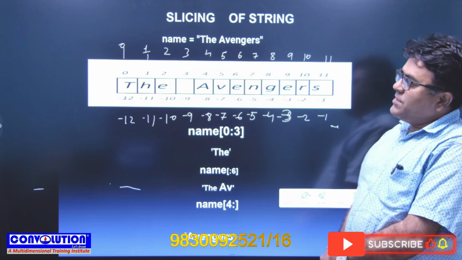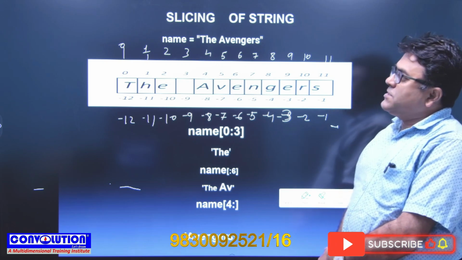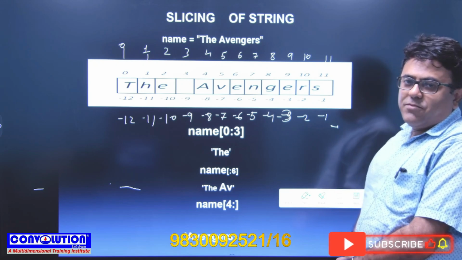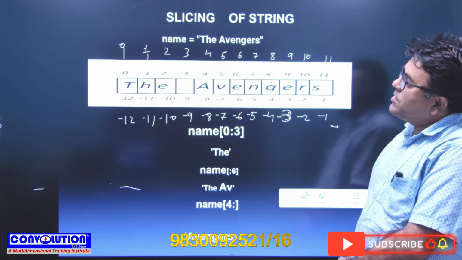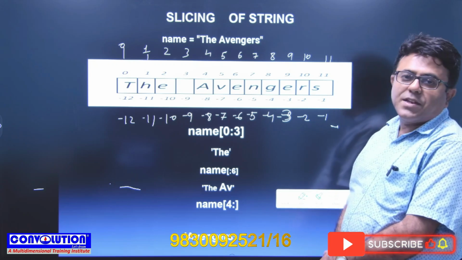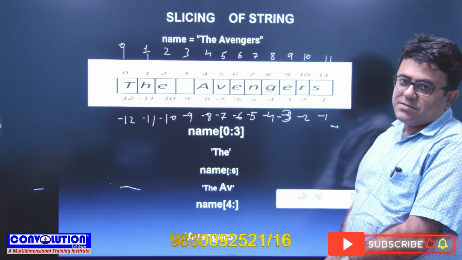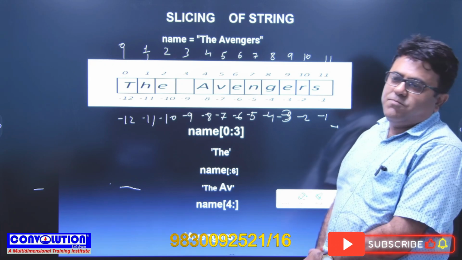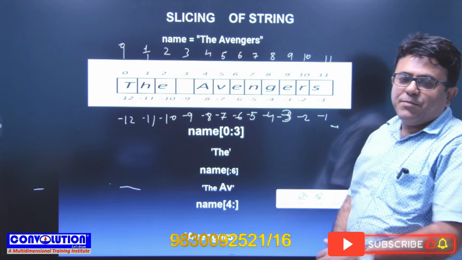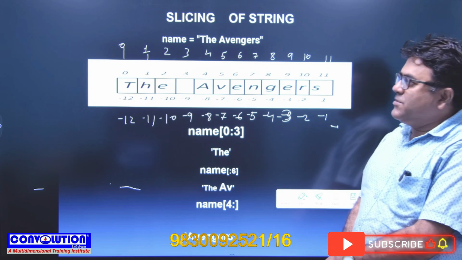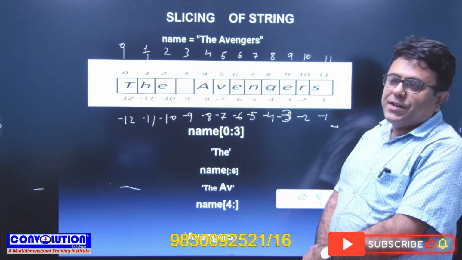Now if you see this, let's say we have declared a variable called name. In this name variable we are keeping a particular statement, The Avengers. After "The" we are giving a space, then we are writing Avengers. Now the question is, how is this particular statement present in Python, or how are these things going to be located and presented?